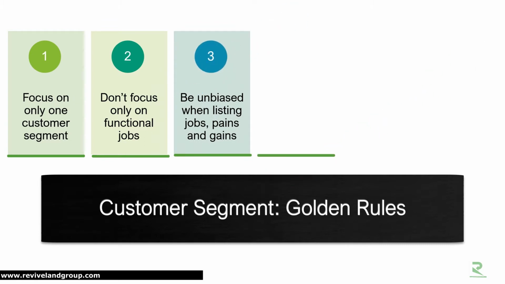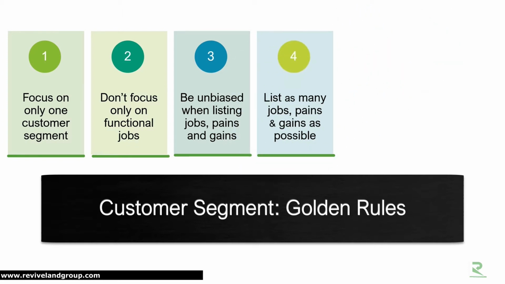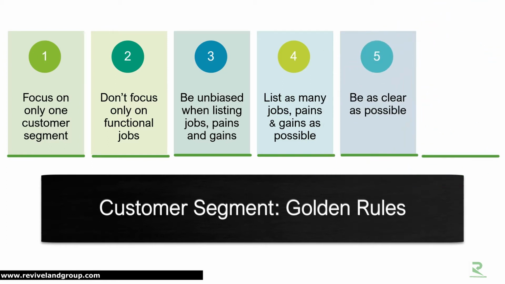The next golden rule is list jobs, pains, and gains with an unbiased point of view, instead of having your value proposition in mind when you are designing everything. The next is don't focus only on one or two tasks or one or two jobs, pains, and gains. Try to think of as many as possible. And the next, which we always talk about, is be as clear as possible. And then finally, ask why several times until you really understand your customers.